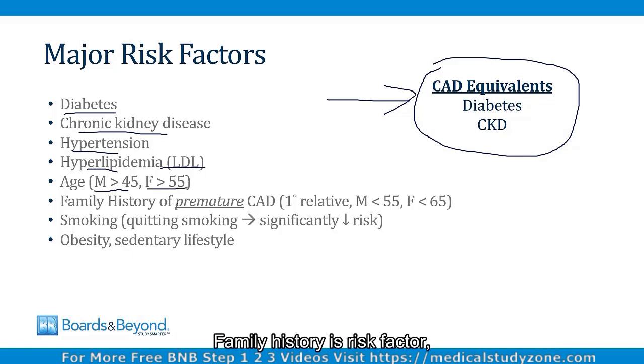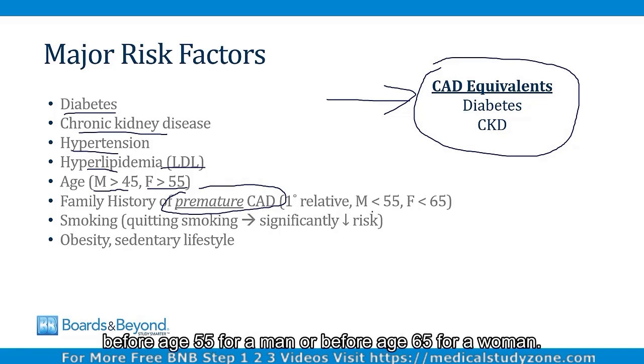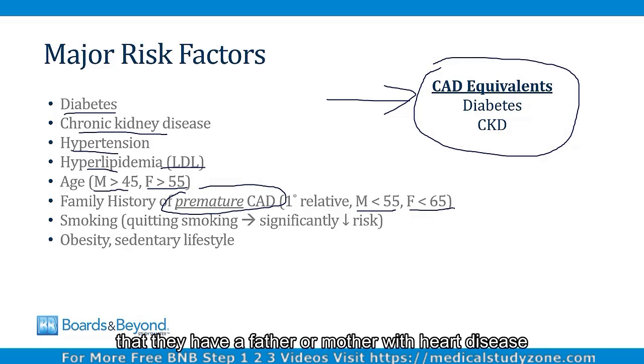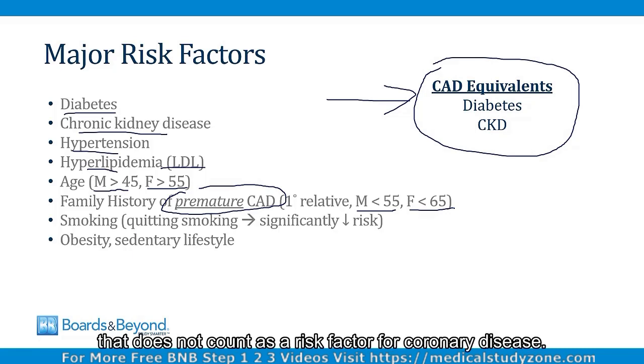Family history is a risk factor, but only if there is a family history of premature coronary disease, and I've highlighted the word premature here. Patients must have a first-degree relative, meaning a mother, father, brother, or sister, with the onset of coronary disease before age 55 for a man or before age 65 for a woman. Lots of the patients you meet will tell you that they have a father or mother with heart disease in their 70s or 80s. That does not count as a risk factor for coronary disease.